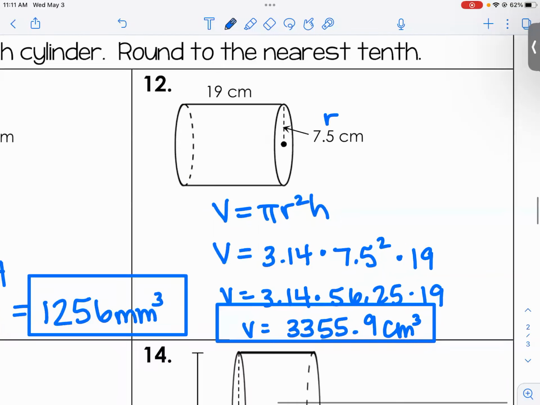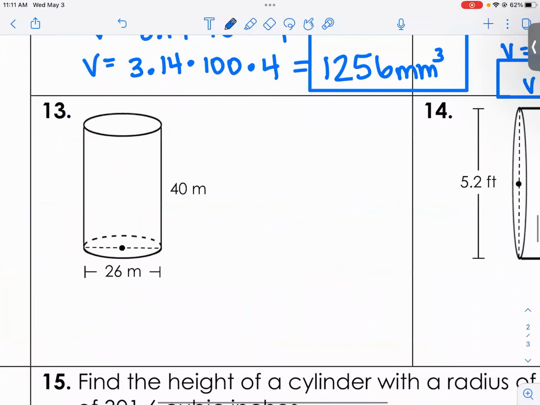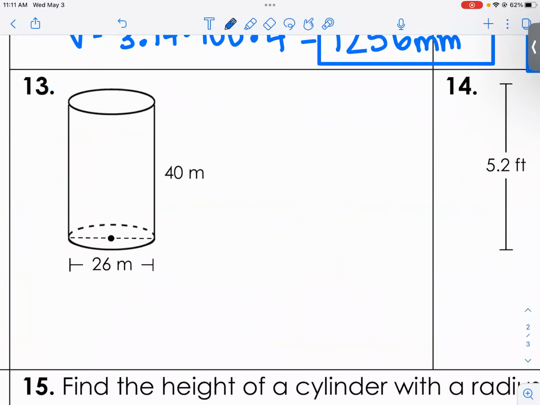Okay, now without plugging anything into your calculator, in number 13, I want you to identify the radius and the height and just set up what you think you should plug into your calculator. Just write it down. Don't do any calculating yet. Just identify R and H and set up what you think it should be. Can you do that, Denise? Yes, you can.